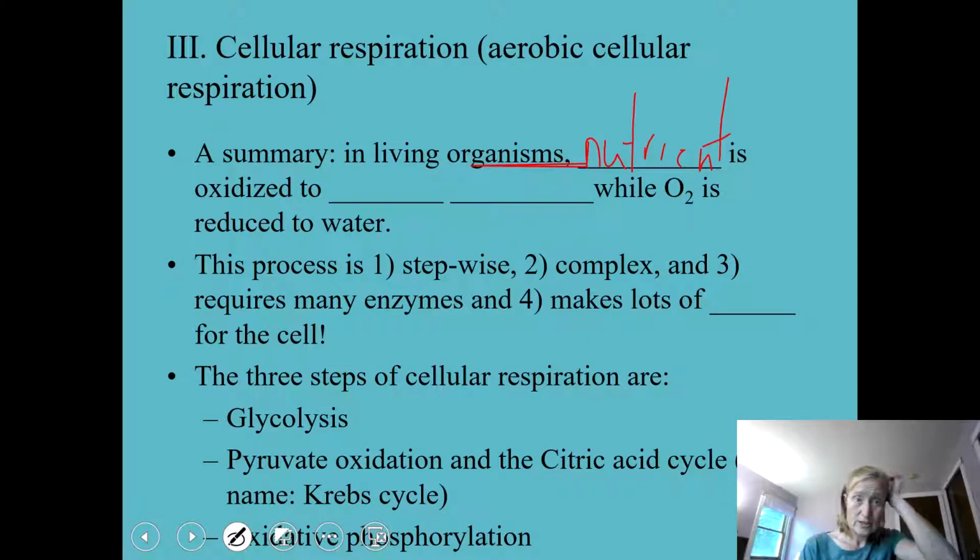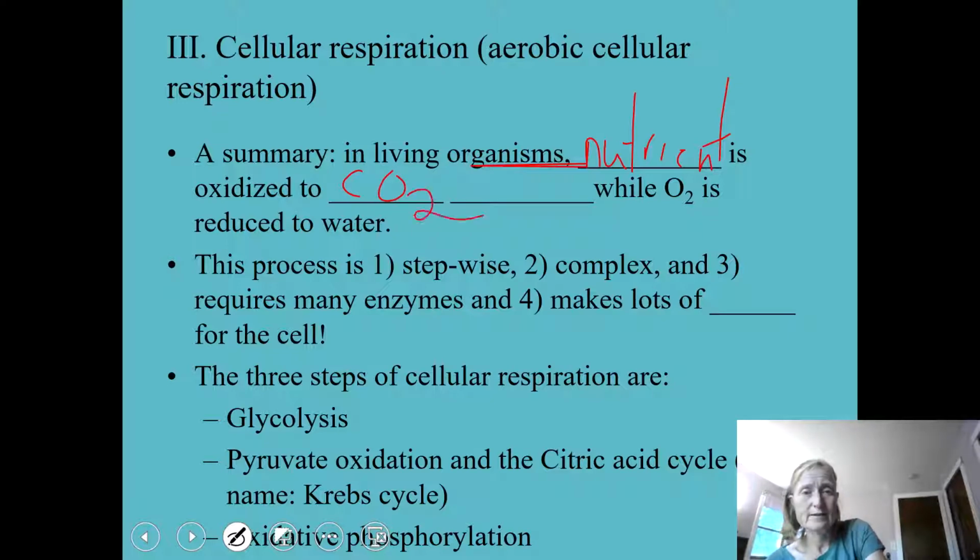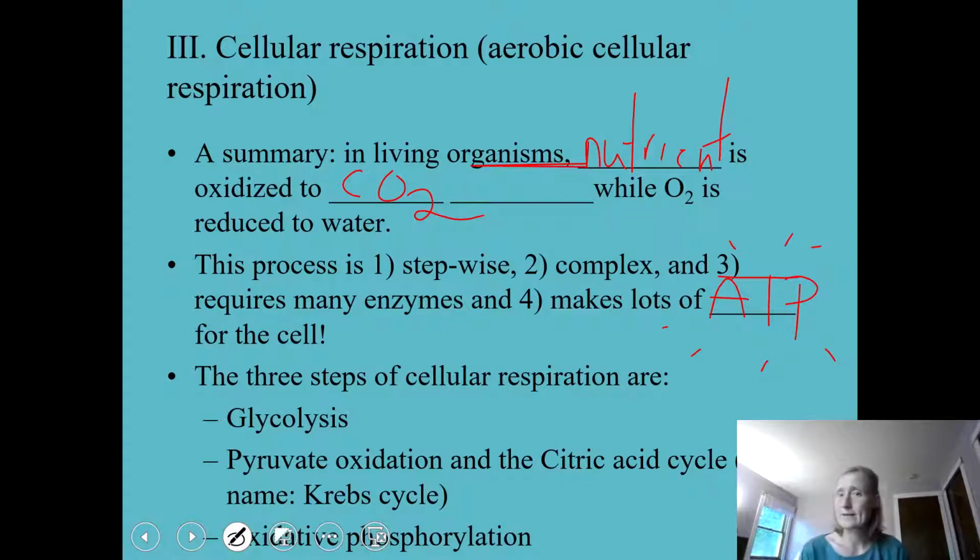A nutrient like glucose is oxidized to carbon dioxide, while oxygen is reduced to water. Yep, we saw that in the last presentation. This process is stepwise, lots of steps. It's complicated, yep, and it requires many enzymes. And finally, it makes a lot of ATP for the cell, so that the cell can do its work.